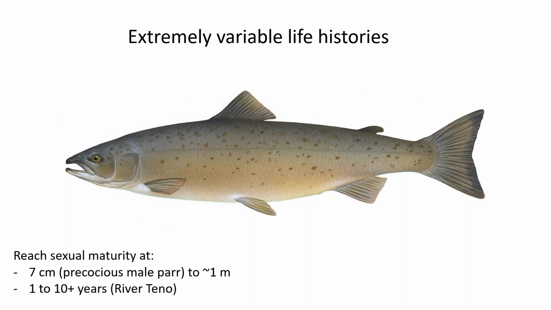And one note about Atlantic salmon that makes them particularly interesting to me from a life history perspective is that they're extremely variable. They can reach sexual maturity from 7 centimeters long, for example, precocious male par, to around 1 meter in length. This is a salmon that would have spent many years at sea before returning to the natal stream. And concomitantly, the differences in ages of maturity is 1 order of magnitude, from 1 year in a precocious par to 10 plus years, which are some of the salmon in the Tenor River on the border between Norway and Finland.